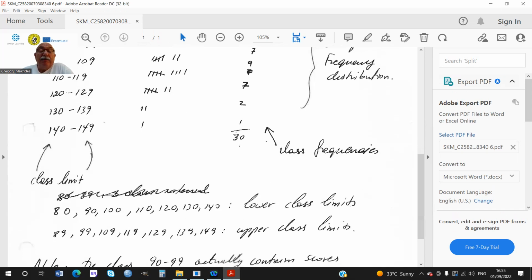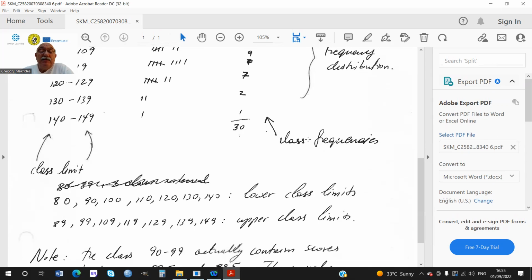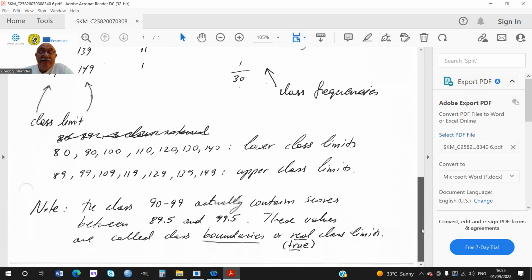Okay, if you happen to find 29 or 31, it means you missed something or you double counted one. These are called class frequencies. The lowest and the upper numbers are called class limits, so you have lower class limits and upper class limits. This is another language we'll be using.